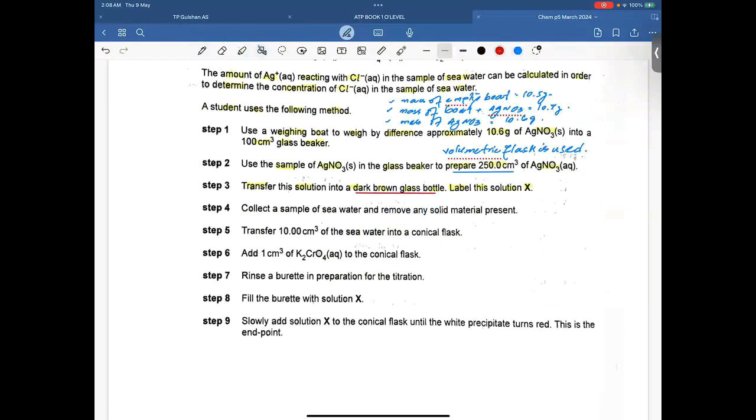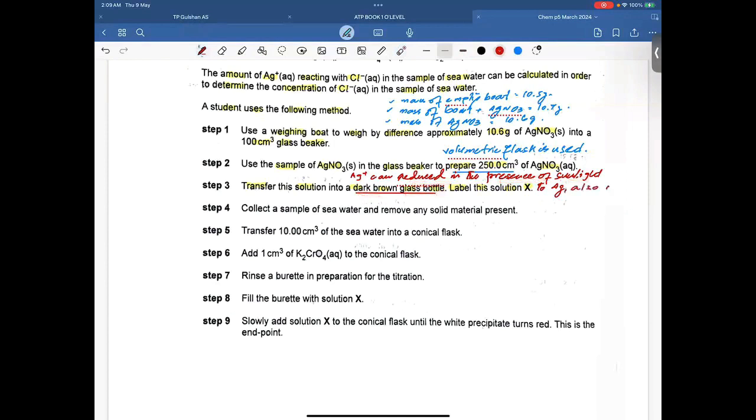This has a lot of reasons. Silver ions are very sensitive to sunlight, right? So if I need to increase its shelf life, I need to put it in the dark brown glass bottle. Also, silver ions can reduce in the presence of sunlight to silver metal. So to avoid this reduction reaction in sunlight, we need to place it in the dark brown bottle. Also, you can say to increase the shelf life.